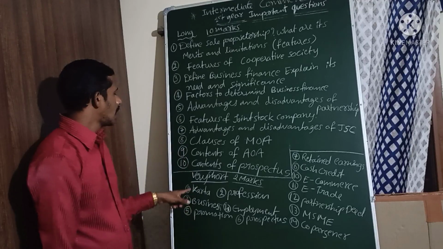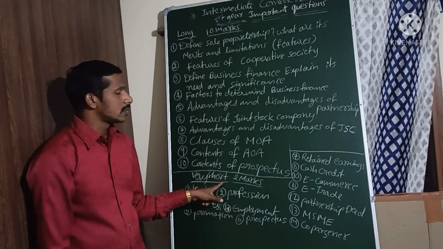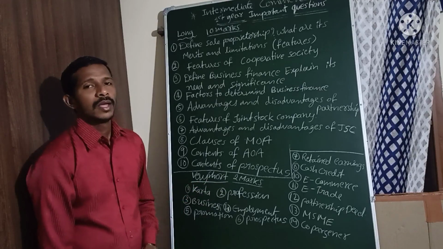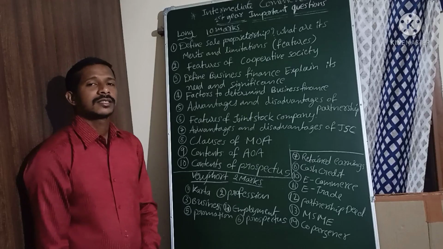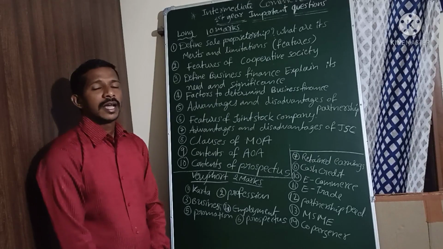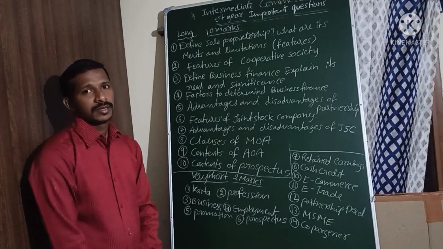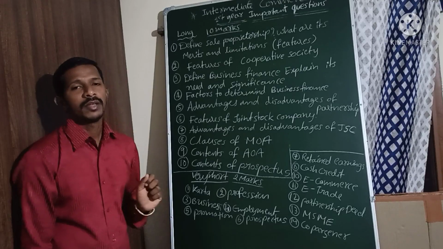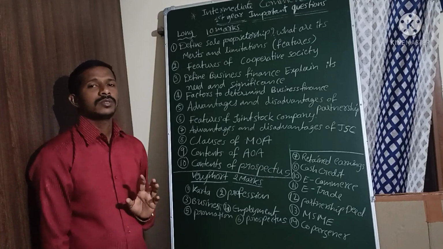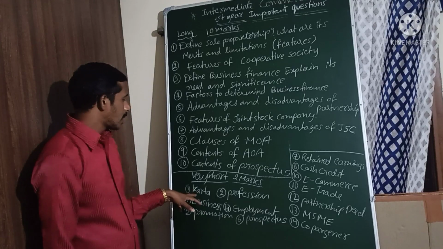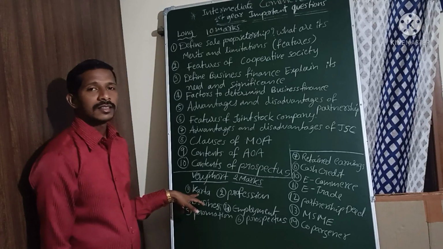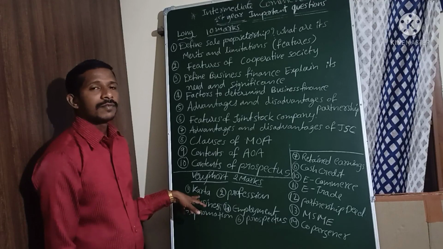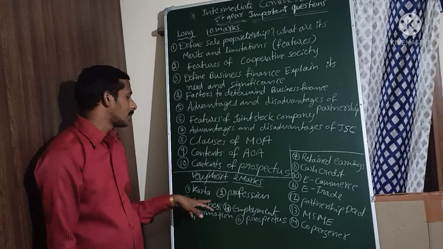Okay. And next, very short, for 2 marks. For 2 marks, they will ask 8 or 10 questions. You have to answer only 5. 5 into 2 equals 10 marks. Okay. Here for 2 marks, Karta is asked. Karta means head of the family. Head of the family is the manager of the family.